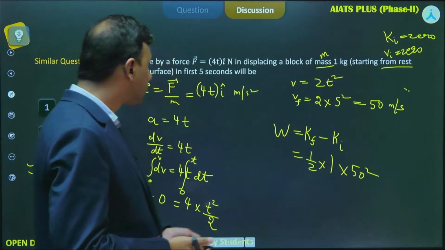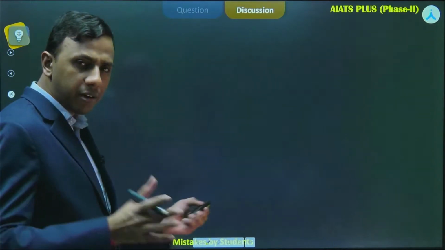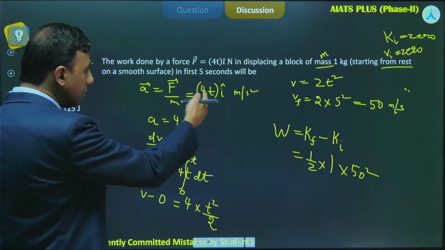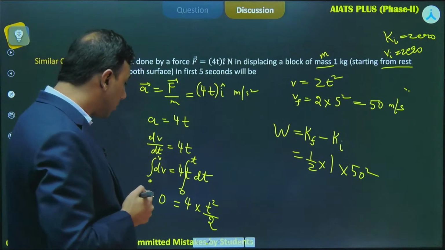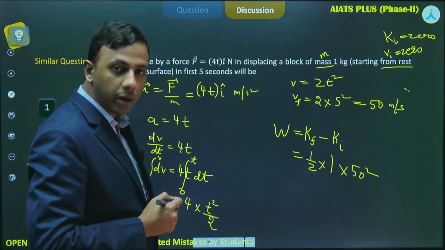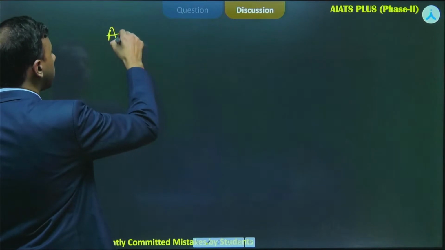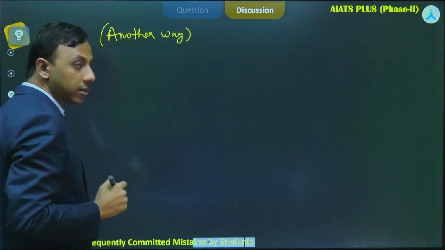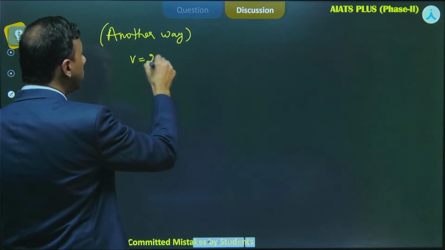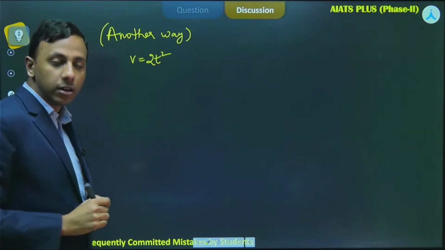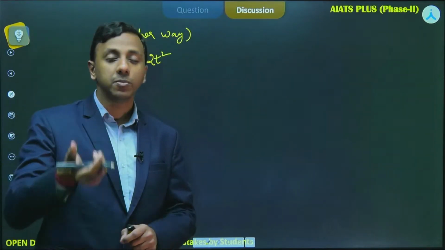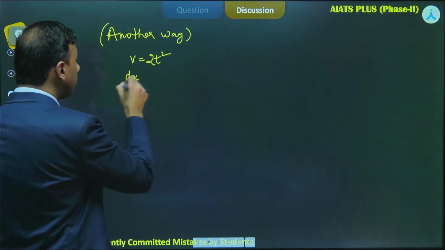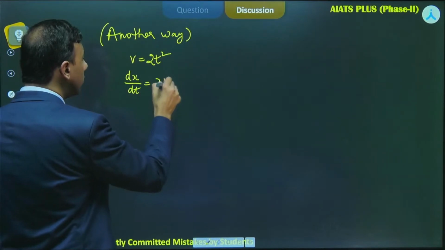There is also another method of doing the same question. If you wish, you can try. There are plenty of ways of doing the same question, okay? So if you see here, first I found acceleration, then I found velocity, so we ended up at V is equal to 2t square. So another way of doing the same question: this V you can express in terms of displacement also. So V you can write as dx by dt, isn't it? So dx by dt is equal to 2t square.